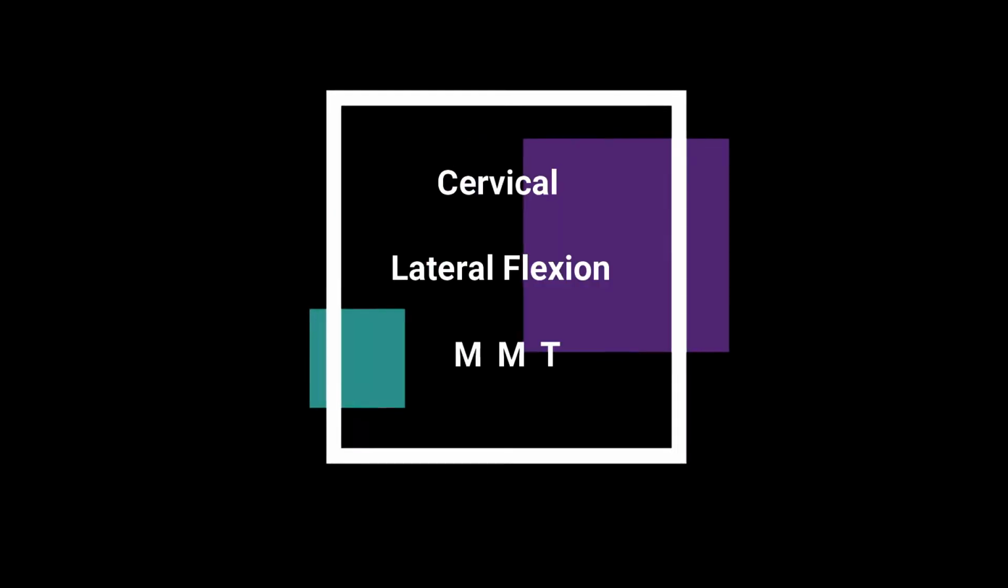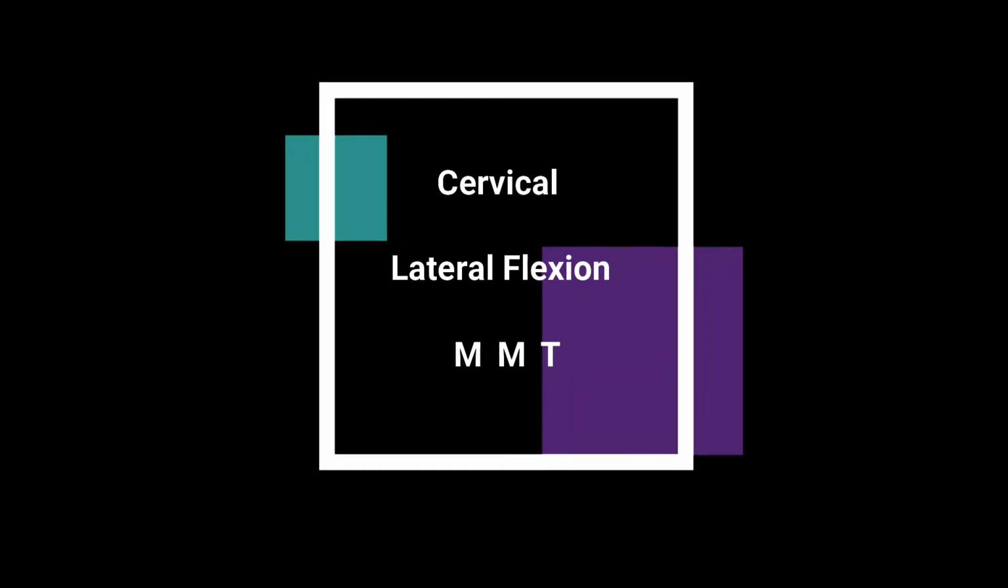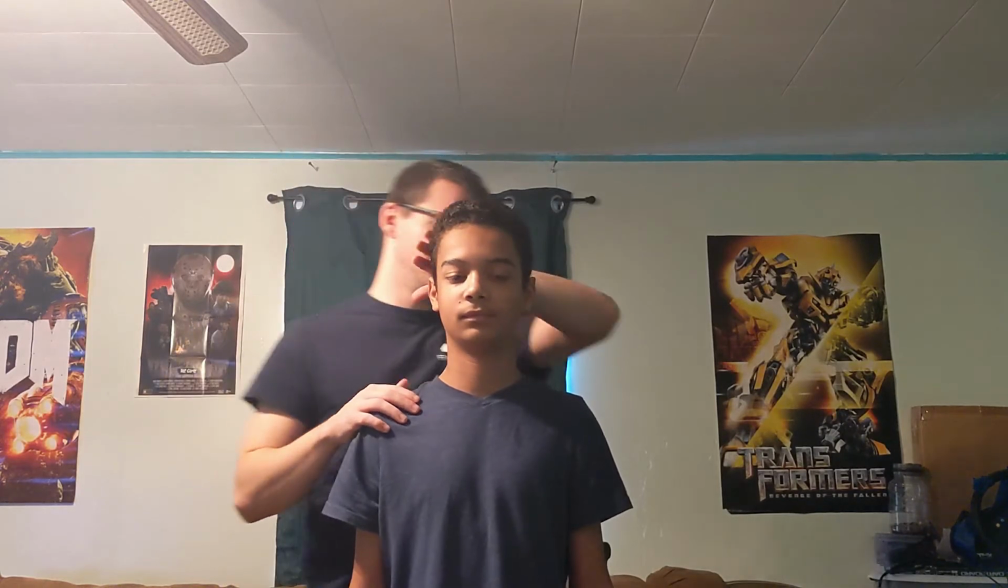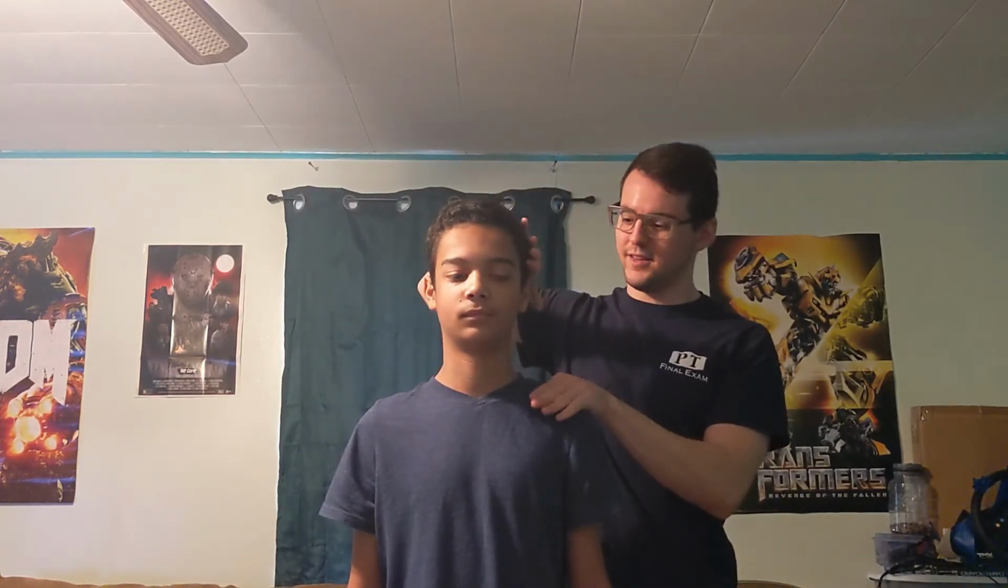For cervical lateral flexion manual muscle testing, I ask the patient to assume a good seated position. I ask the patient to push into my resistance hand into lateral flexion of the cervical spine. With my stabilizing hand, I am stabilizing the shoulder girdle.